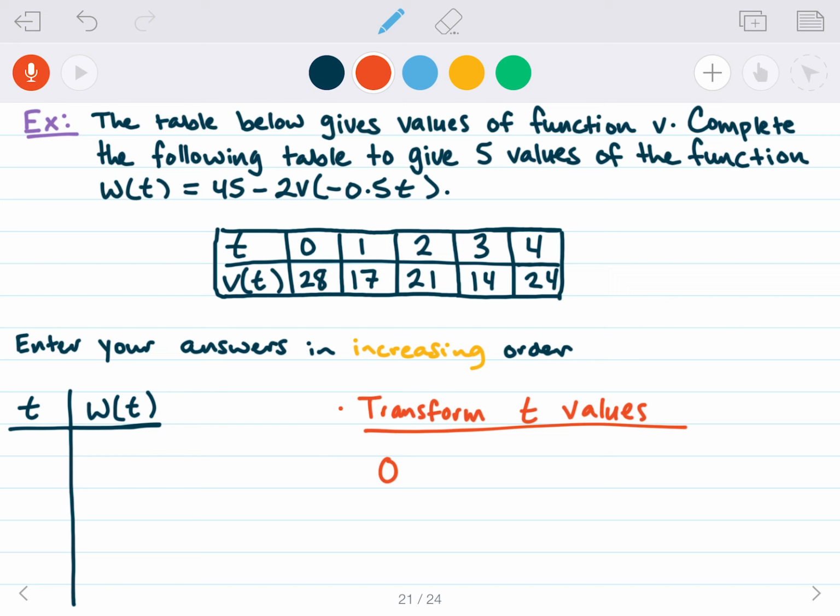Okay, so, and actually we can write this a little bit better. This 45 in the front can be put at the end with a plus sign, just to make it look a little bit more familiar. We have -2v of -0.5t, and then at the back we have a plus 45. So that looks more like our vertical shift form that we're used to. So I'm going to transform my t values first. So these are acting like my x values.